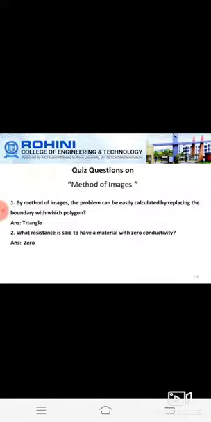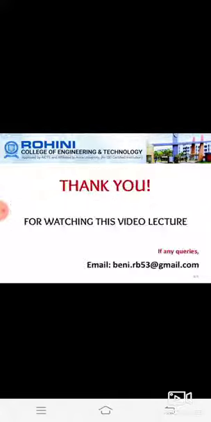If we take the surface of a positive charge, we will get the image as a negative charge. Now the quiz questions on the method of images. By the method of images, a problem can be easily calculated by replacing the boundary with which polygon? That is triangle. What resistance is said to be of a material with zero conductivity? That is 0. Thank you.